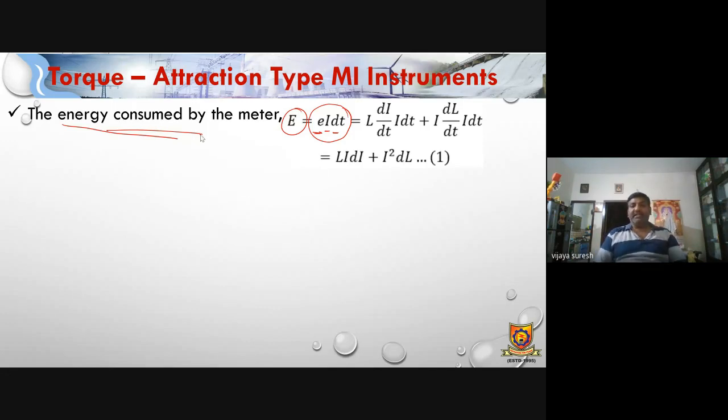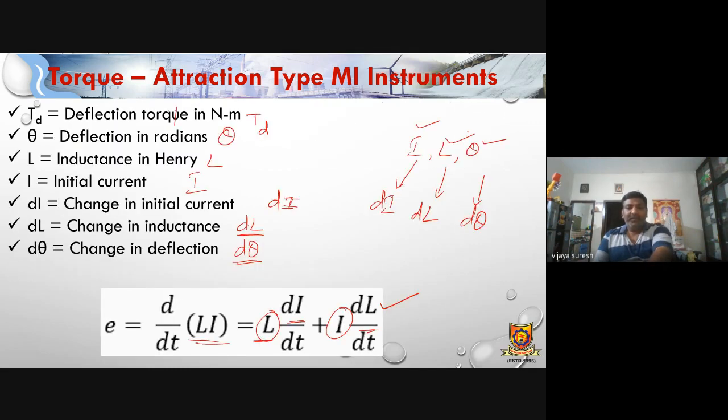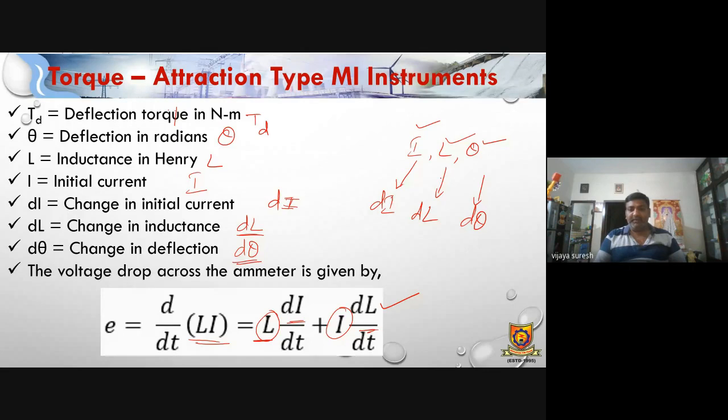Now multiply these things. We know from the previous expression, e equal to L dI by dt plus I dL by dt. We are multiplying this voltage with the I dt term, that is, with the current and the time. So L dI by dt into I dt plus I into dL by dt into I dt.